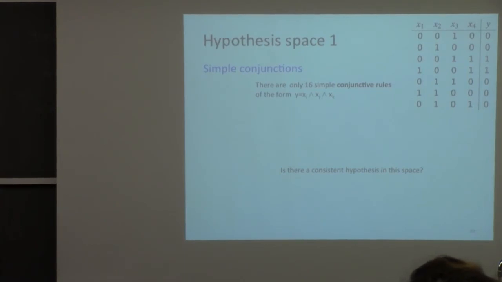So one simple conjunction could be y equals x1, or y equals x3 and x4. Just a simple conjunction. Okay? And my question to you is, is there a simple conjunction that explains all this data? By the way, I just want to point out that even single features are simple conjunctions. Just y equals x1 is a conjunction. A conjunction with one element.